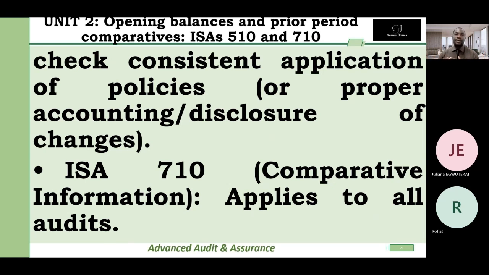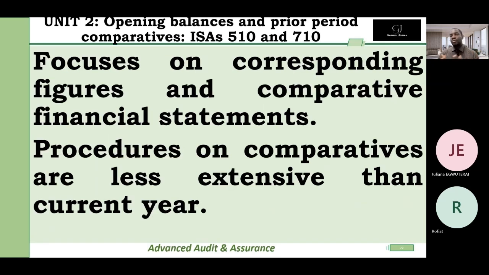ISA 710, looking at comparative information, applies to every audit we carry out. So the standard is clear on every comparative information and it applies to them graphically. So we need to focus on corresponding figures and comparative financial statements. So procedures on these comparative figures between last year and this year are less extensive than the current year. So we just need to be sure that both years and both financials tally because they are presented on the face of the financial statements, 2 years pari passu.